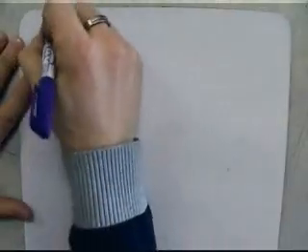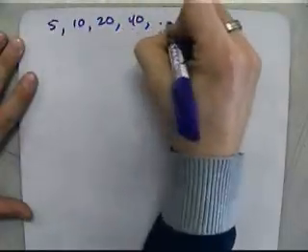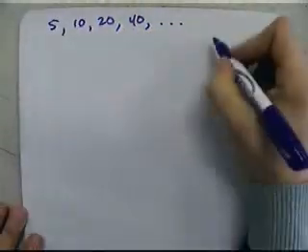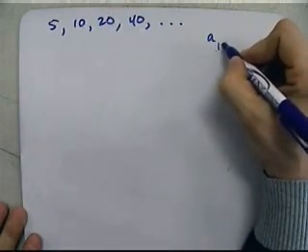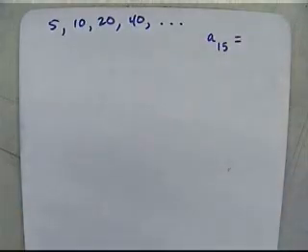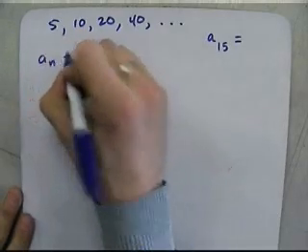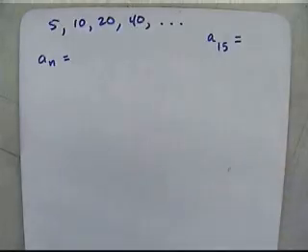Let's say I give you the sequence 5, 10, 20, 40. So there's our sequence. And I want you to find a sub 15, let's keep it small. So let's find out how big a sub 15 is. The first thing you probably want to do is write your a sub n formula, whatever our generic is. We don't want to keep doubling it all the way through and counting all the way to the 15th term. That would kind of suck.